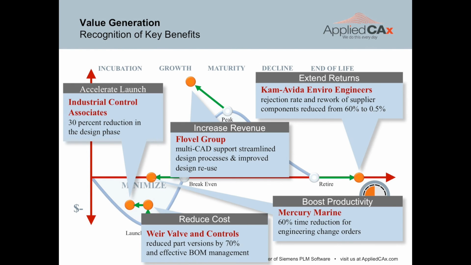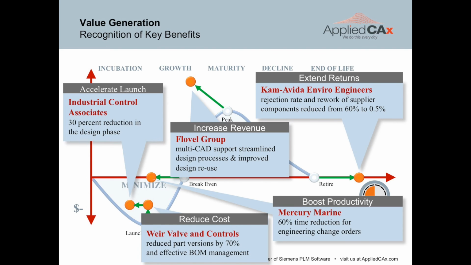Let's look at some of the metrics we've gathered from Teamcenter users. Weir Valve and Controls reduced part versions by 70% and established more effective BOM management. Industrial Control Associates, a machine builder specializing in PLC system machines, saw a 30% reduction in the design phase. Flowable Group, a hydropower equipment manufacturer, accelerated launches with multi-CAD capabilities that streamlined their design processes and the ability to reuse designs more effectively. Camavita Enviro Engineers found the design process faster, easier, and far more efficient, and Mercury Marine saw a 60% reduction in the time required to execute engineering changes.